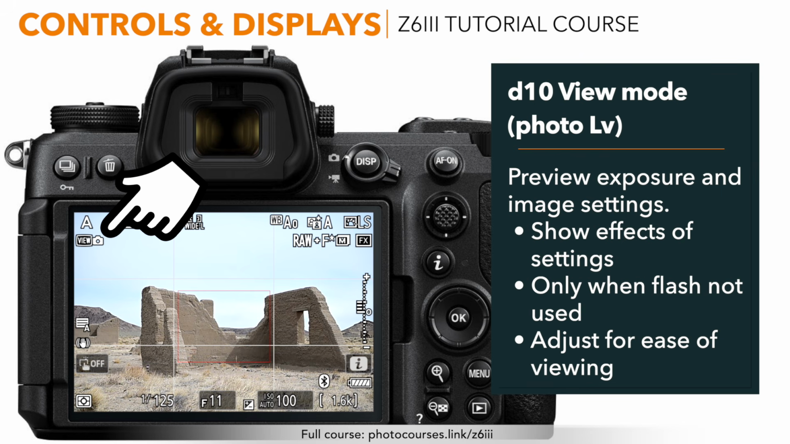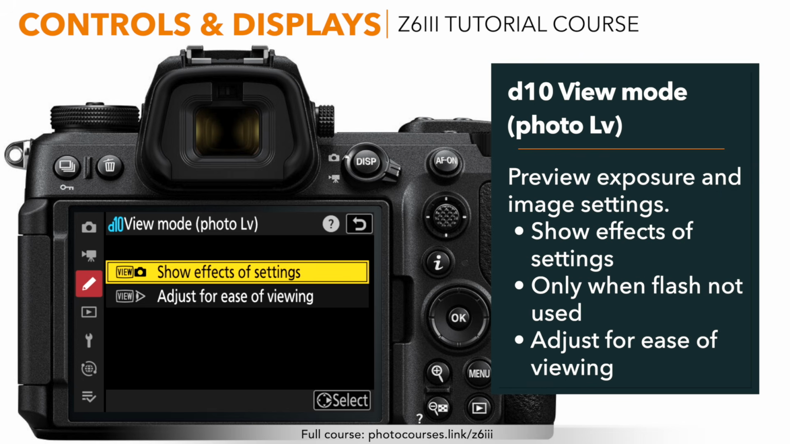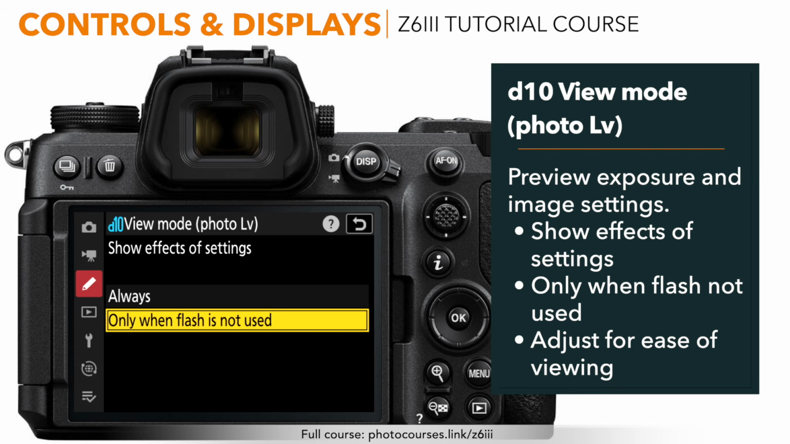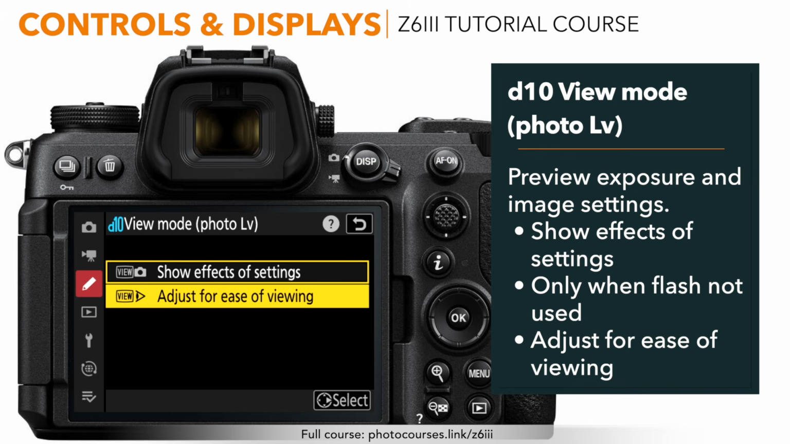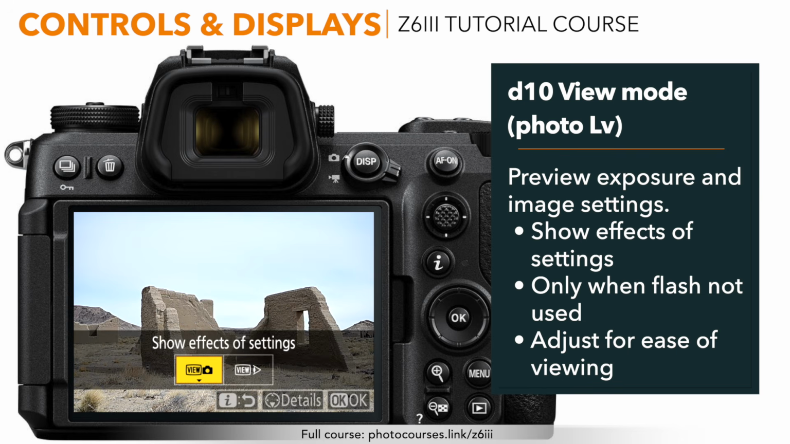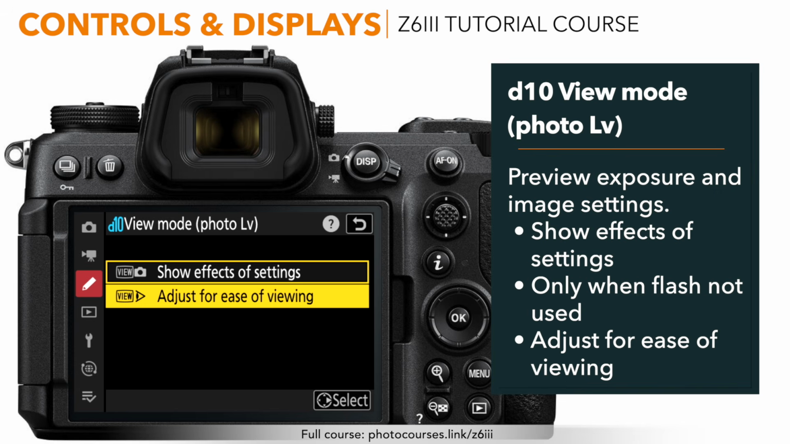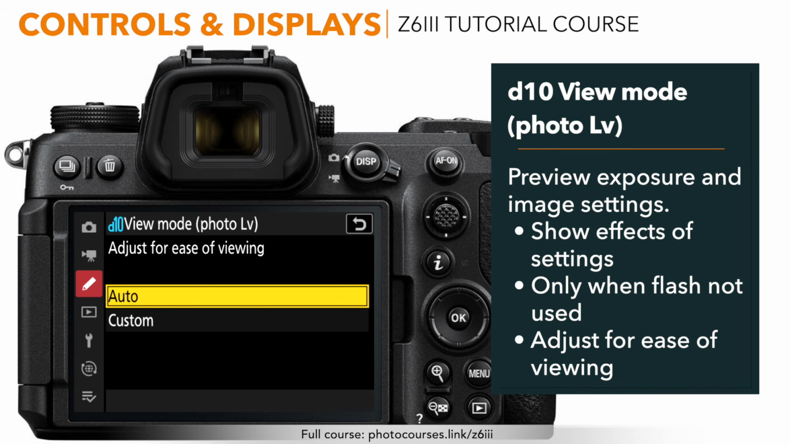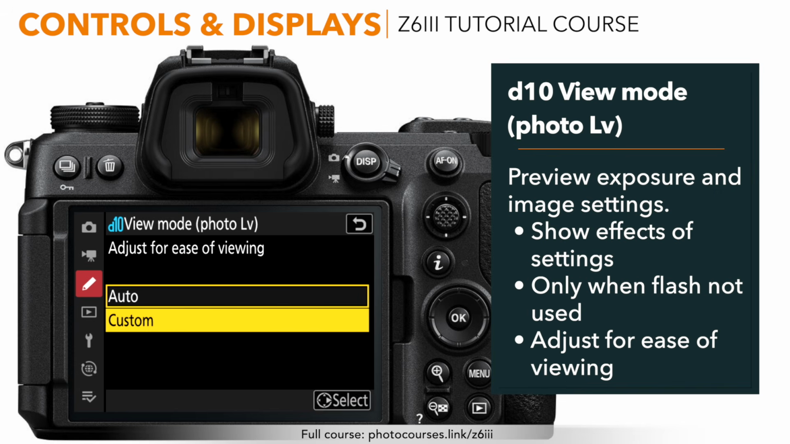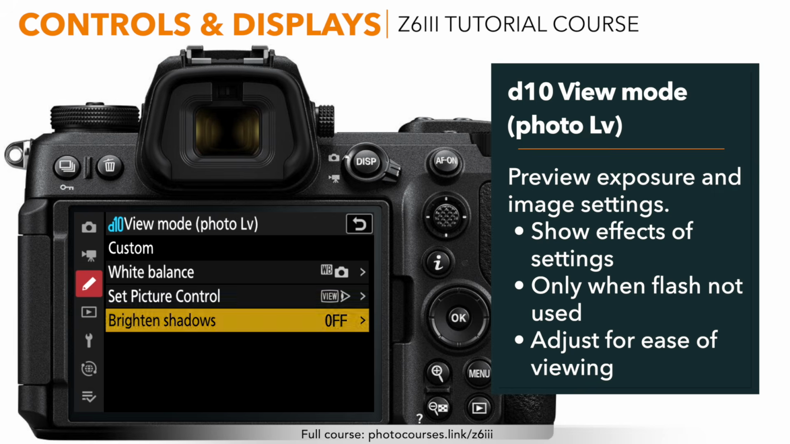If you're working with studio strobes, you can press the multi-selector right and choose only when flash is not used to be able to see your composition better in dark studio environments. Adjust for ease of viewing will give you more of a DSLR style preview in the displays, where you're just looking at the scene without any picture styling settings applied, which you may want to do if you are only recording the raw file format. Pressing the multi-selector right will let you select auto or custom. Custom lets you choose which settings are previewed and how.